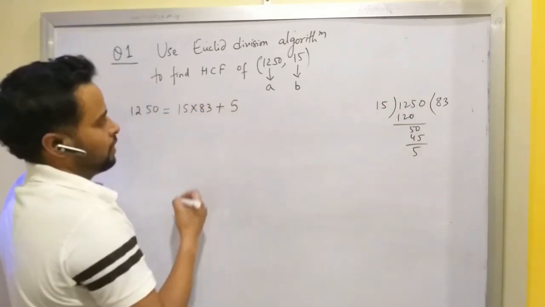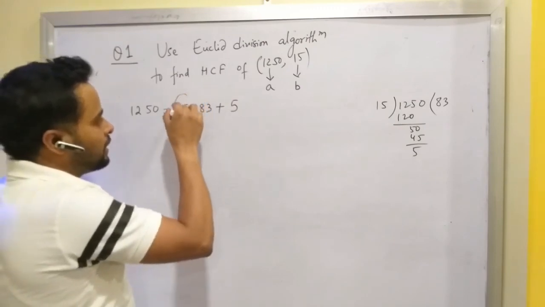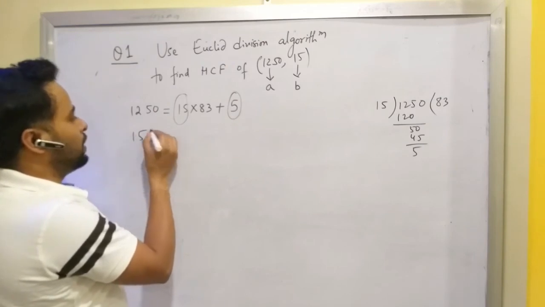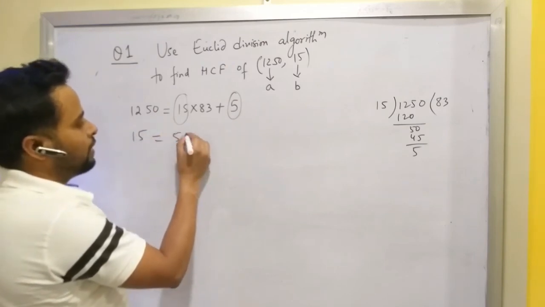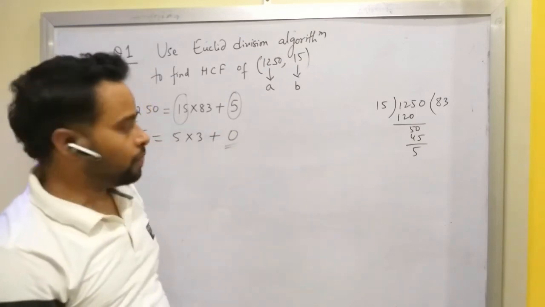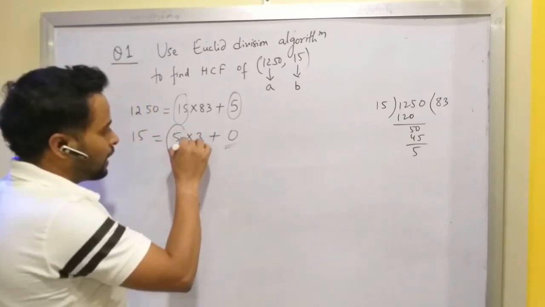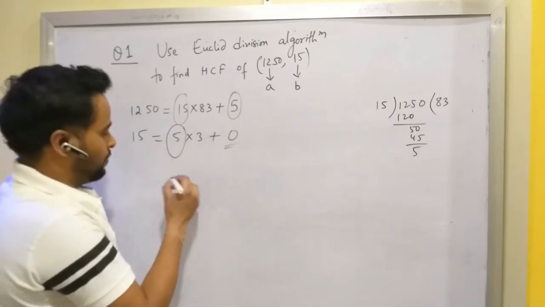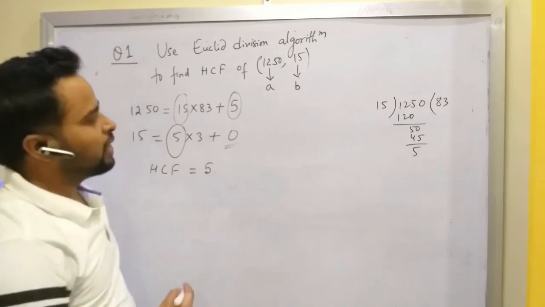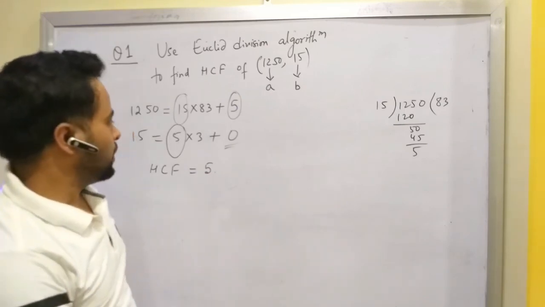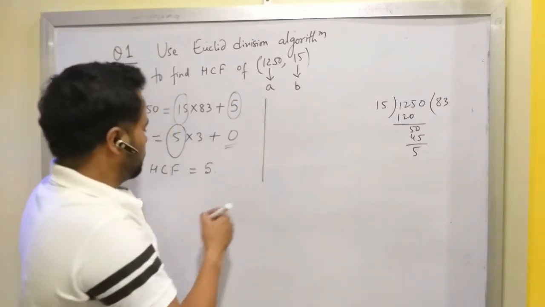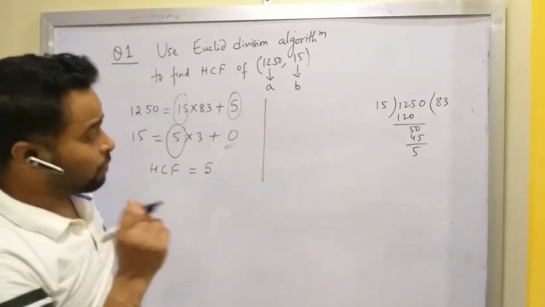plus 5. Now this is C and this is D. Now we have to perform the division here also. So write 15 equals 5 into 3 plus 0. The moment we get 0, we can directly say that this is the HCF. HCF equals 5. We can take several examples in this way. One more example I can show you.